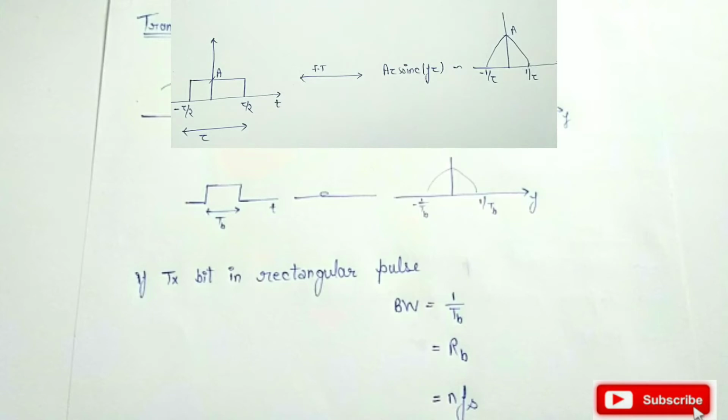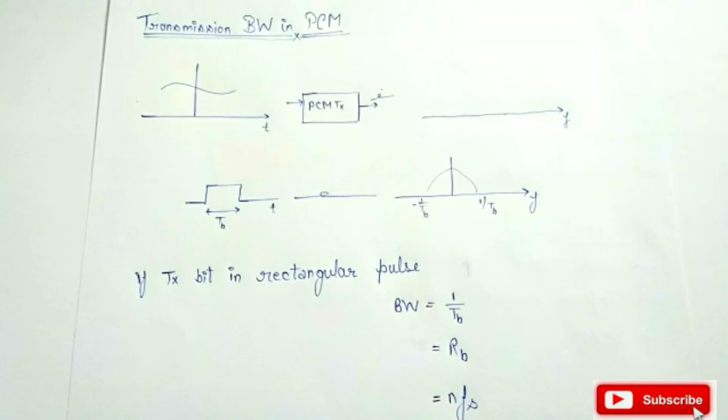And as the width of this rectangular pulse is TB, we get the first null at 1 by TB. We know that the bandwidth is the highest positive frequency minus the lowest positive frequency. So therefore the bandwidth is 1 by TB. The reciprocal of TB is RB, that is the bit rate. What is RB? To know that, please watch the video till the end. And RB is also n times fs.